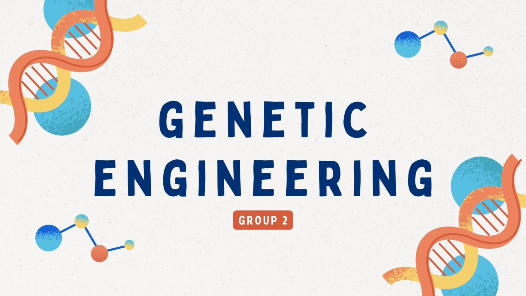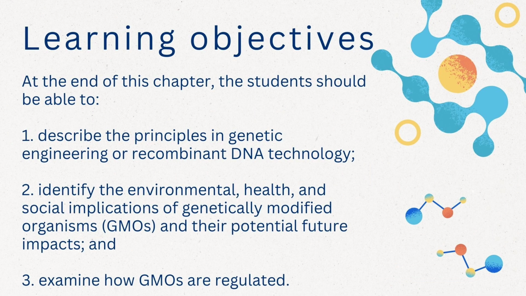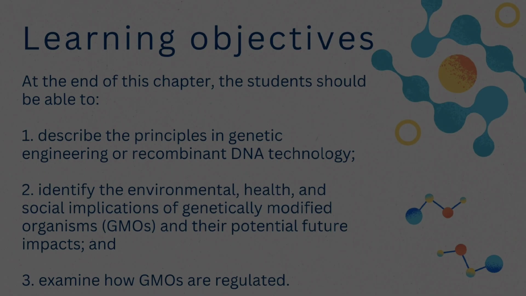Genetic engineering. It will focus on modification of cells to enhance a species' characteristic or to improve its quality of life. The learning objectives. At the end of this chapter, the student should be able to: first, describe the principle in genetic engineering or recombinant DNA technology; second, identify the environmental, health, and social implications of genetically modified organisms or GMOs and their potential future impact; lastly, examine how GMOs are regulated.